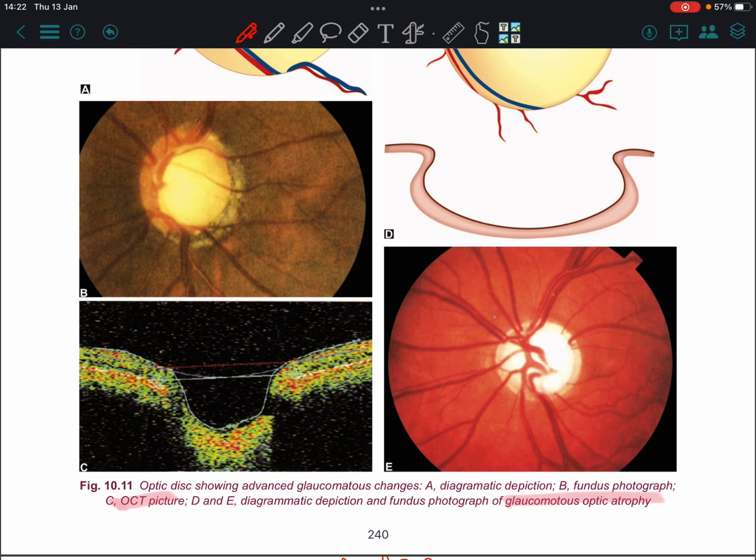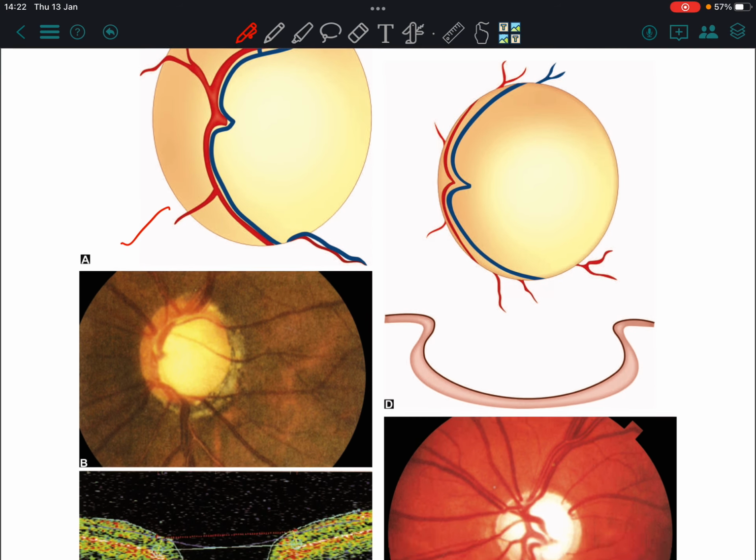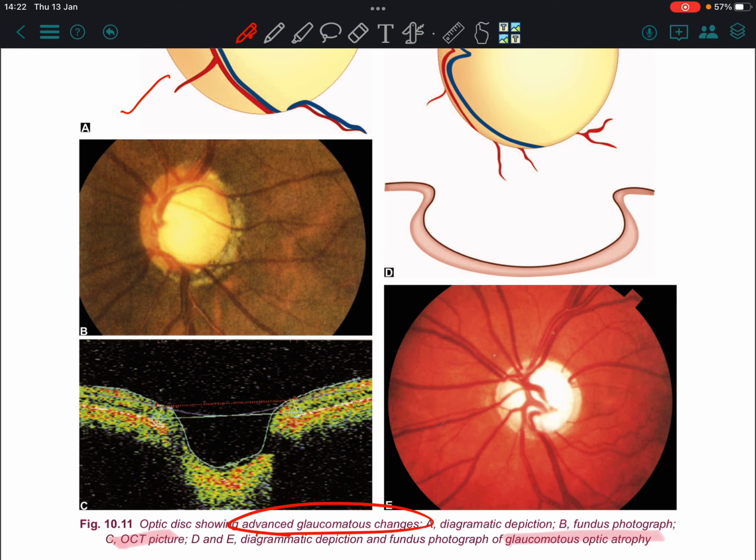Let's see the images. Optic disc showing advanced glaucomatous changes. A is diagrammatic depiction. B is fundus photography. C is OCT picture. D and E, diagrammatic depiction and fundus photography of glaucomatous optic atrophy.